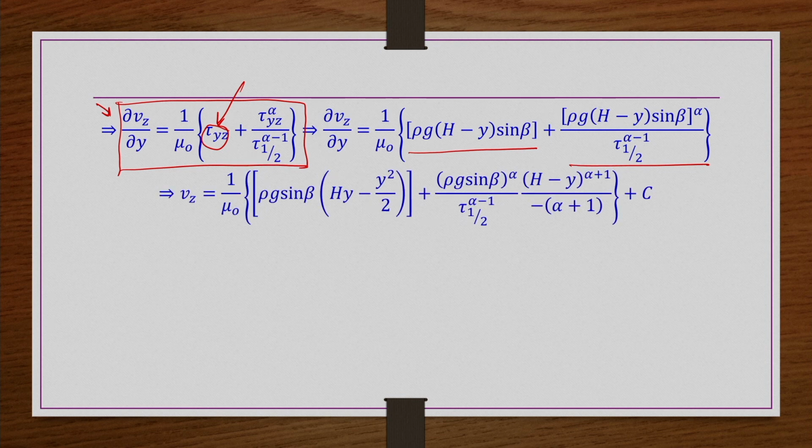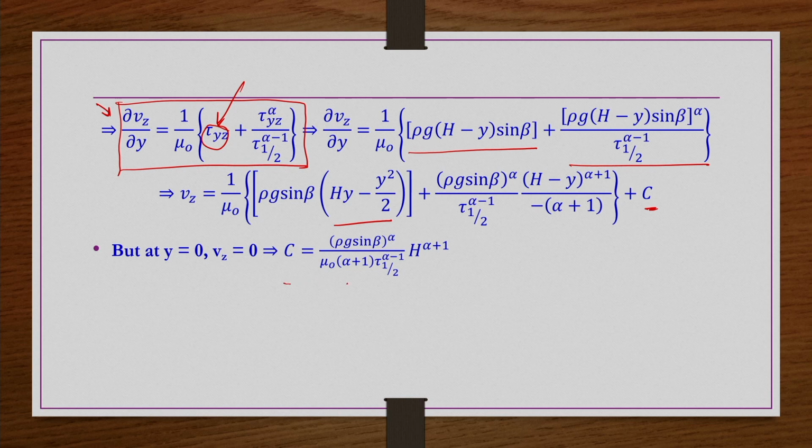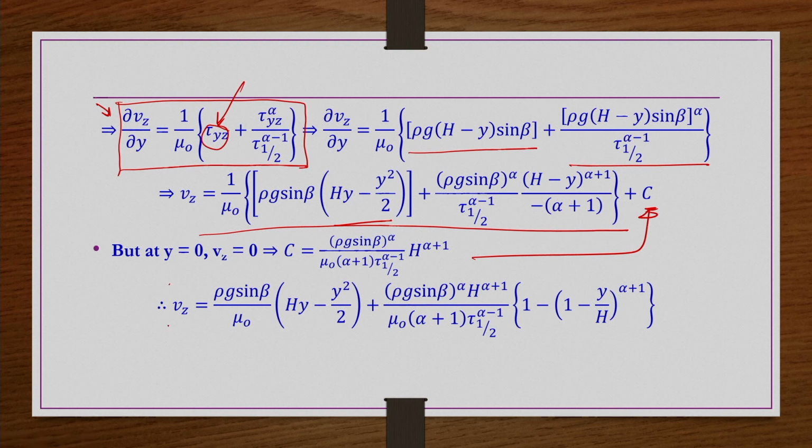So, when you substitute here and integrate, you get h y minus y square by 2, and here you get (h minus y) to the power alpha plus 1 divided by minus (alpha plus 1). The rest of the terms are constants, right. Now apply the boundary condition to get the constant C. At the wall, that is at y equal to 0, Vz is 0. If you substitute y equal to 0 in this equation, the left hand side is 0, so the constant is this one. This constant you substitute here and simplify, and you get the velocity profile like this.